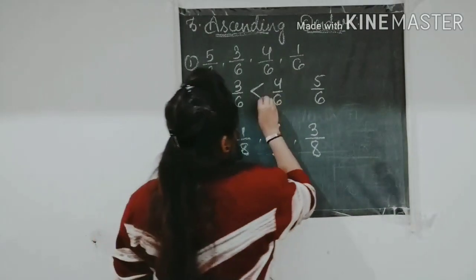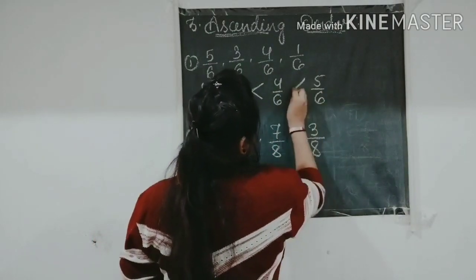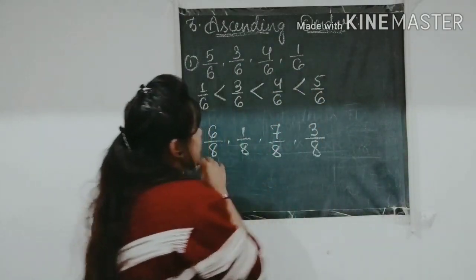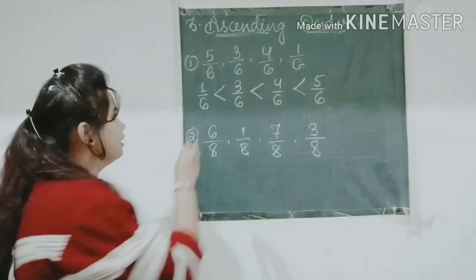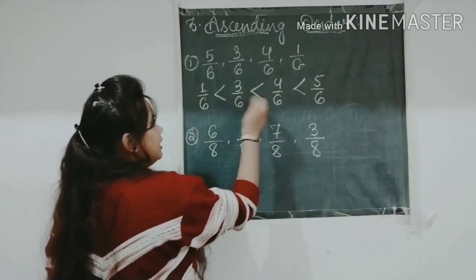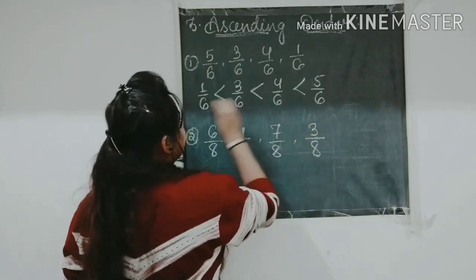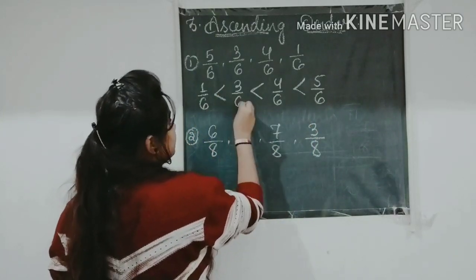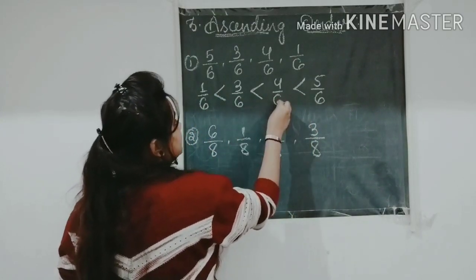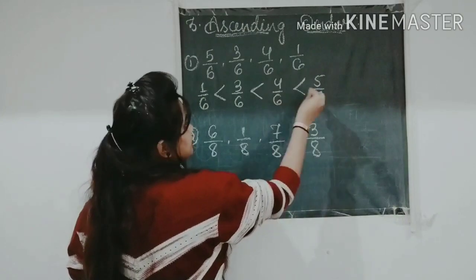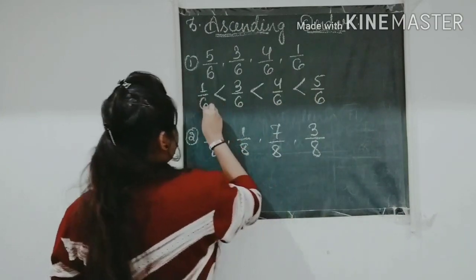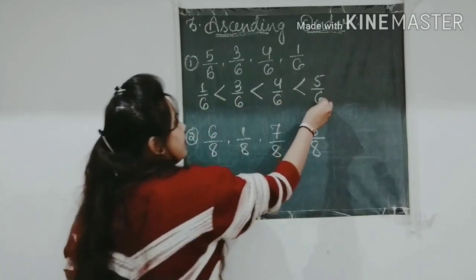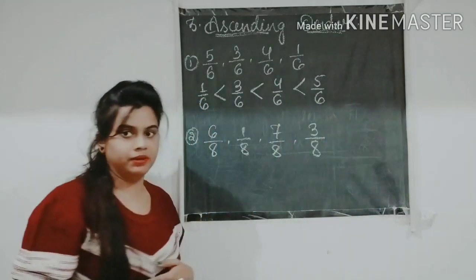Right? Now, 4 by 6 and 5 by 6. 5 by 6. Now, you can see the order. The smallest number, then the greatest number. 1 by 6 is less than 3 by 6. 3 by 6 is less than 4 by 6. 4 by 6 is less than 5 by 6. So here 1 by 6 is the smallest number and 5 by 6 is the greatest number.